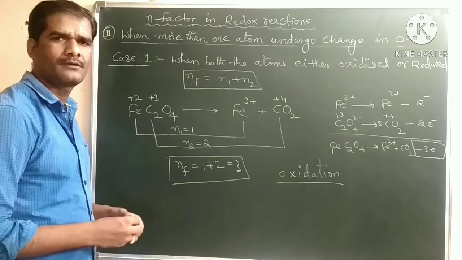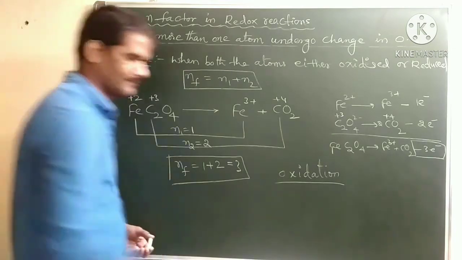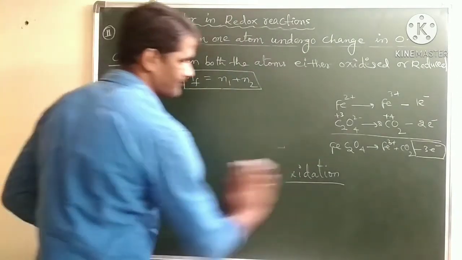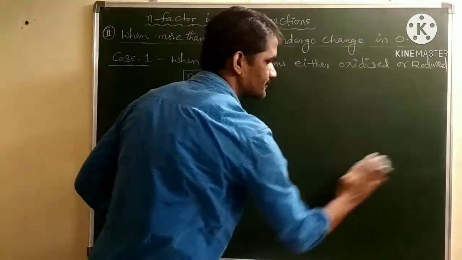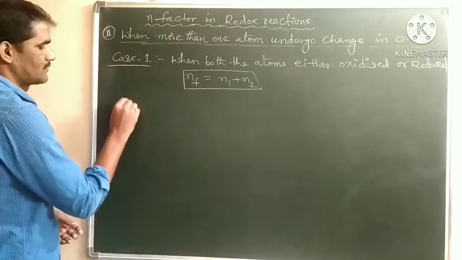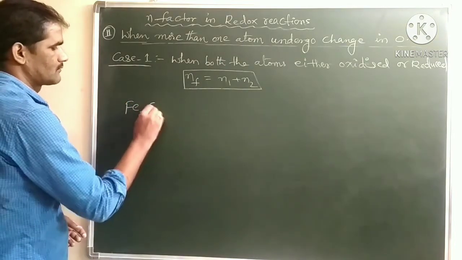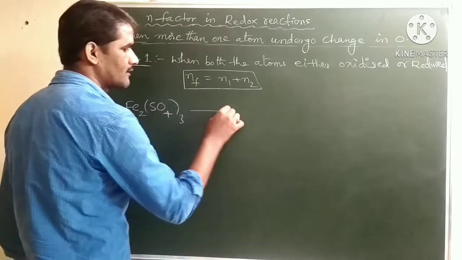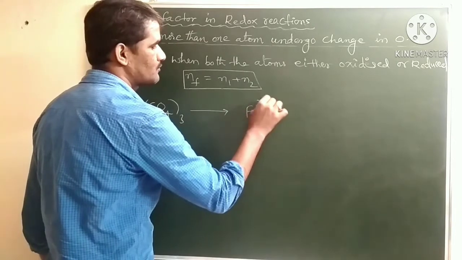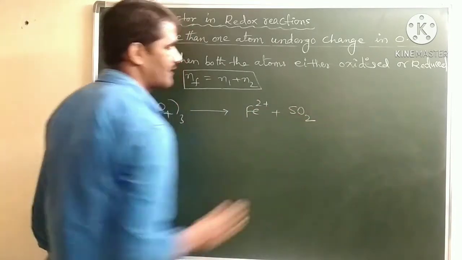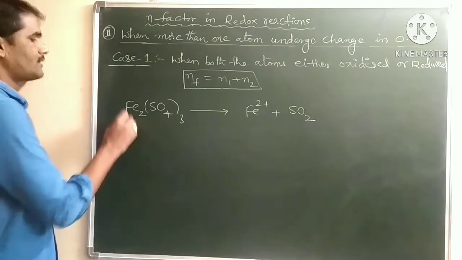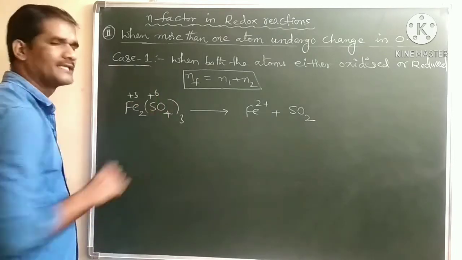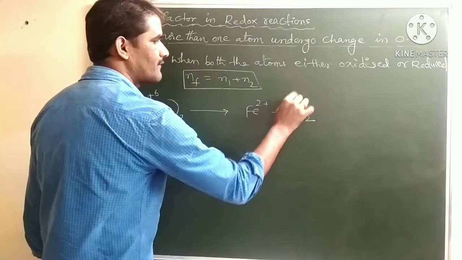Let us take one more example where both elements undergo reduction. Let me take ferric sulfate, which will give iron 2 plus and sulfur dioxide. Let us assume here. Again, for iron the oxidation state is +3, for sulfur +6. Here iron is +2, sulfur +4.